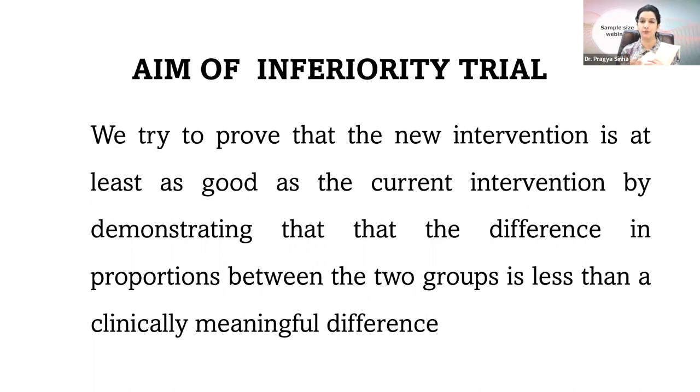So we try to prove that the new intervention is at least as good as the current intervention by demonstrating that the difference in proportion or maybe mean, whatever outcome we are taking, whether it is in the form of a mean or in the form of a proportion, because by this time, all of you are clear now, how do we define our outcome? So are we going to measure that outcome in the form of a mean, that is a continuous variable, or do you want to have a categorical variable in the form of a proportion?